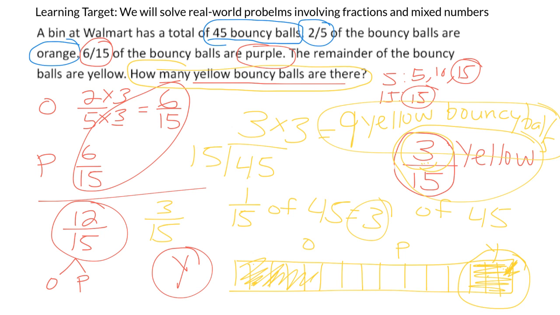Okay, here's our answer. So again, we're trying to find out how many of the bouncy balls are yellow. 9 of them are yellow. We could check our work by multiplying our 3. 1/15 of 45 is 3, and 3 times 12 is 36. Those are orange or purple, and 36 plus 9 equals 45. 9 yellow balls, 36 orange or purple balls. I know this is a really long, complicated problem, so if you think bar modeling is going to work the best for you, that is okay.